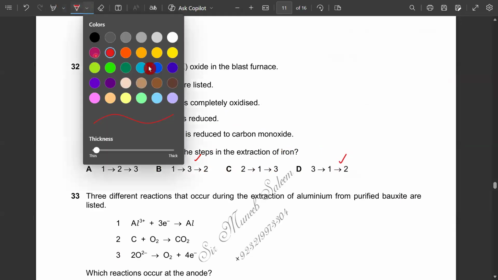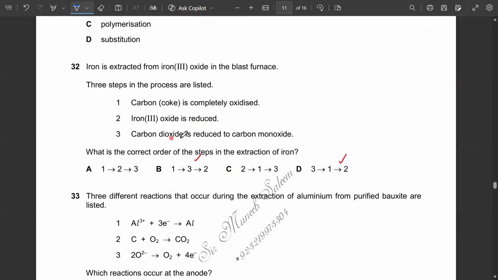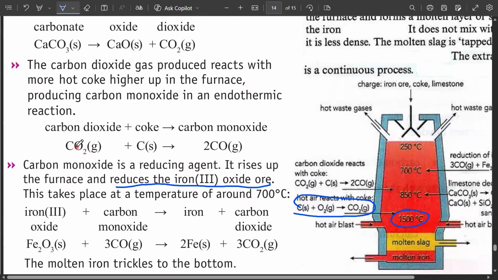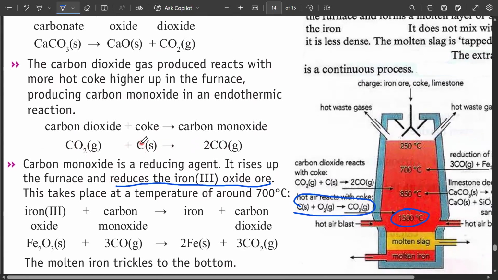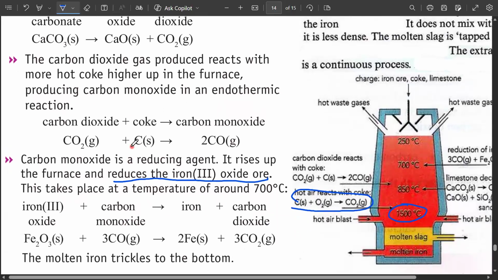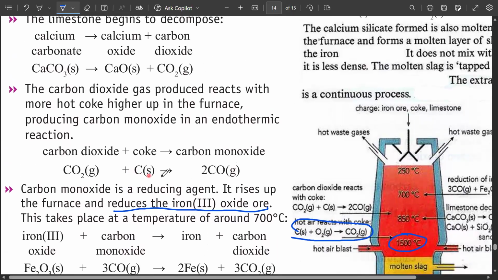And the third step is carbon dioxide is reduced to carbon monoxide. So we need to check whether the first one is the first step or the third is the first step. The third point is carbon dioxide is reduced to carbon monoxide. So this is mentioned over here. Carbon dioxide is reduced to carbon monoxide. This is the second step. If this is the last step, this would be the step before the last step.